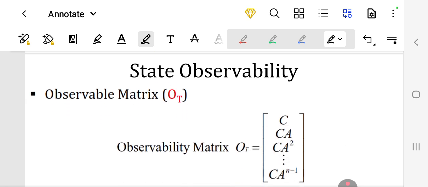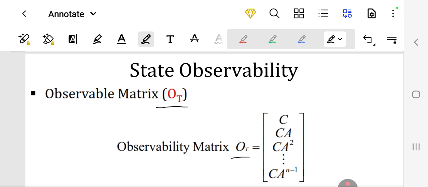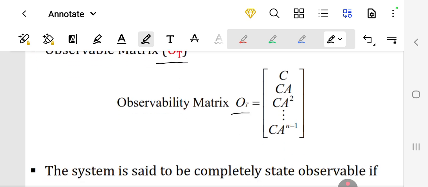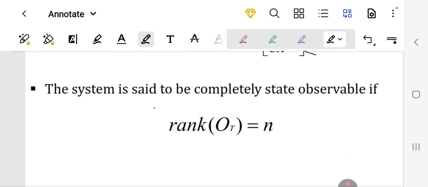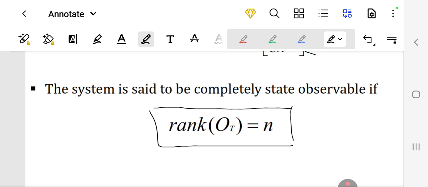How can we check observability mathematically? We have to obtain the observability matrix, which is equal to C, C times A, C times A squared, until C times A to the power n minus 1, where n is the order of the system and the power of A will be smaller than the order of the system by 1. The system is said to be completely state observable if the rank of the observability matrix equals the system order, which is n.